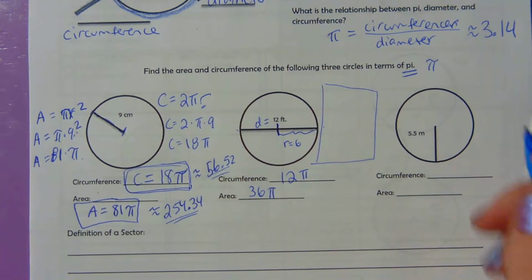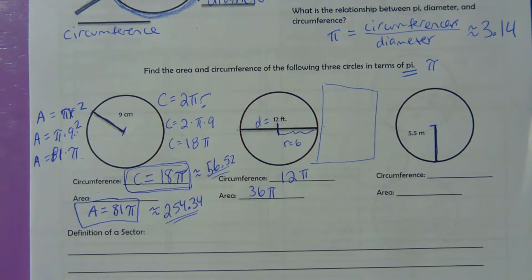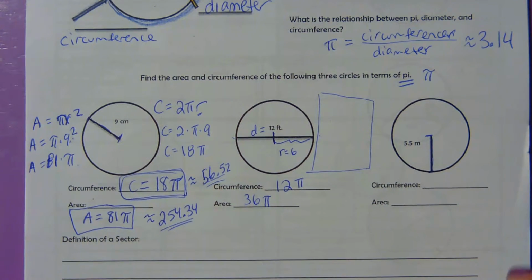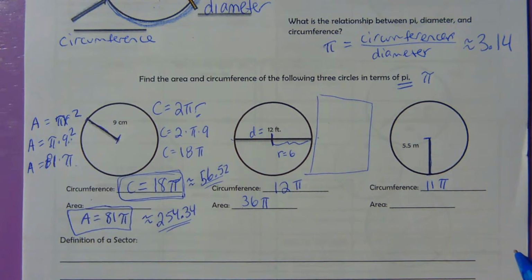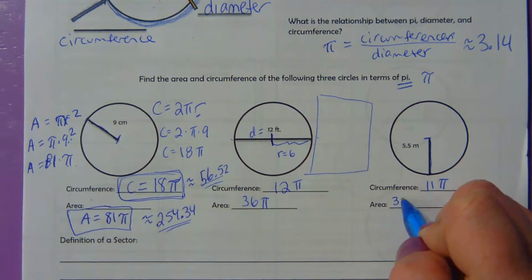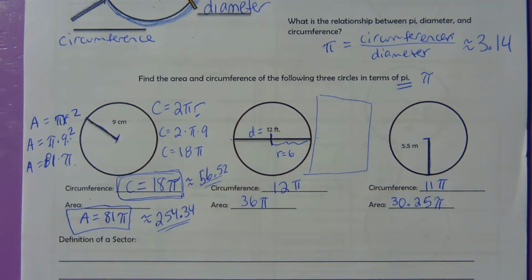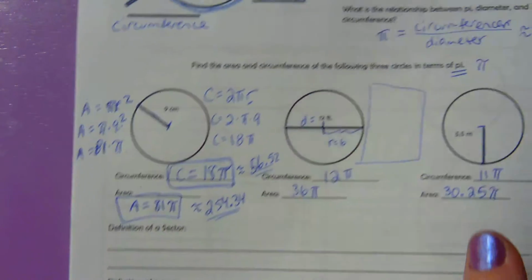And then this one, remember this is my radius. You don't need your diameter at all, so don't bother figuring that out. You can use the radius for the circumference and for the area. And if you do that, you get 11 pi for your circumference, and your area is 30 and 25 hundredths times pi.